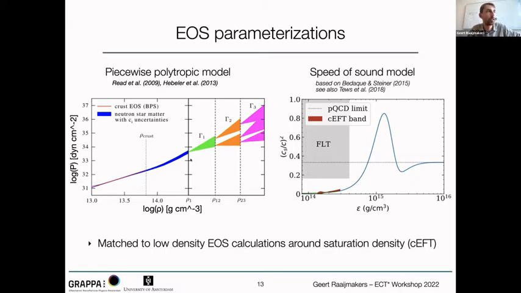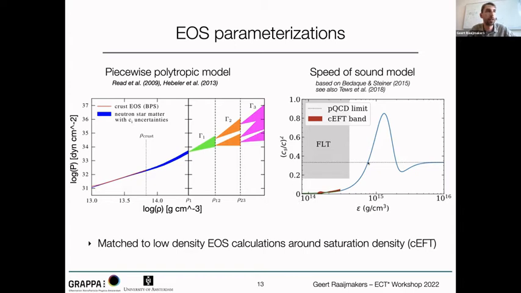At lower densities, we couple this to some calculations of neutron matter using chiral effective field theory, and then at even lower densities, we connect it to a crust model. Now, the piecewise polytropic model has some issues, because at each of these transition densities you'll have some discontinuity in the speed of sound that doesn't really come from anything physical.